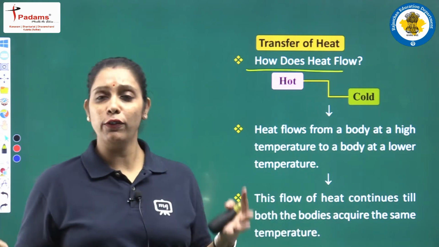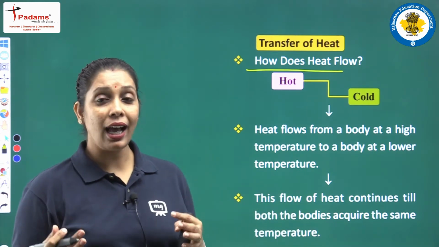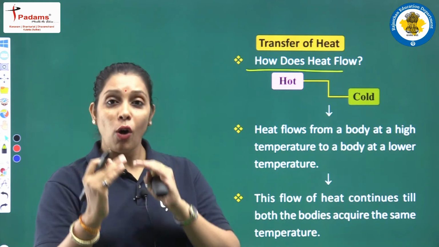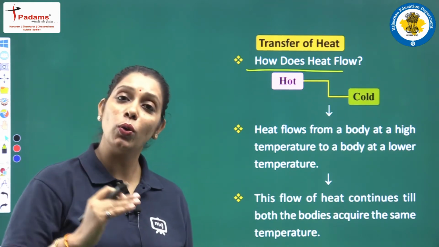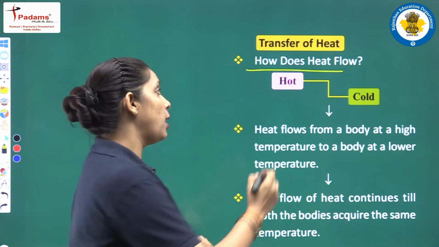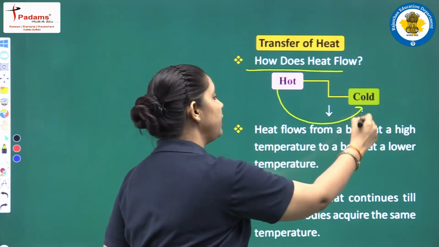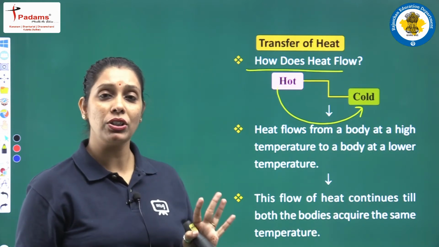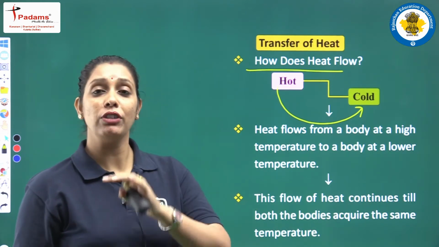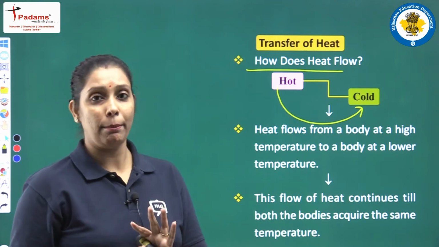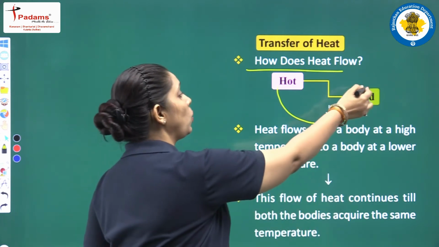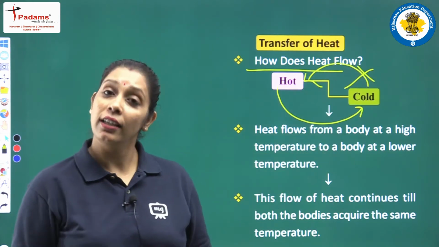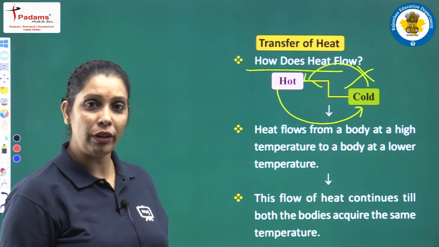How does heat flow? The answer is that heat always flows from a hot object to a cold one. Okay, heat हमेशा गर्म से ठंडे की तरफ move करेगी. The body which has the higher temperature will transfer heat to the body which has the lower temperature. ओके, कभी भी कोल्ड से हॉट की तरफ मूवमेंट नहीं होगा, ट्रांसफर ऑफ हीट नहीं होगा. Is it clear to everyone?